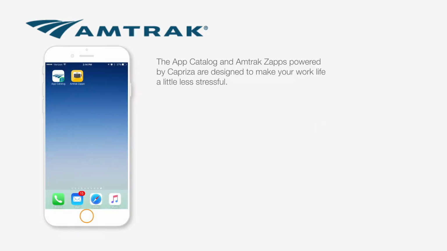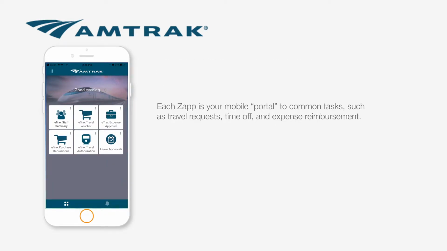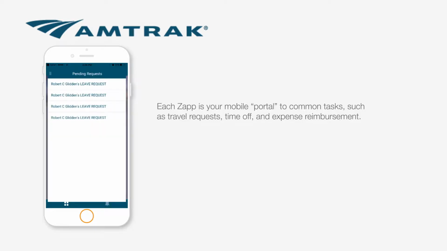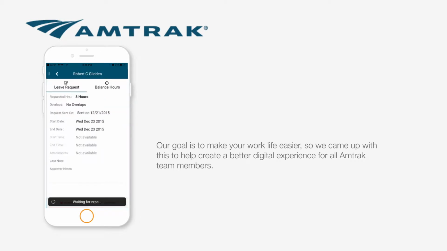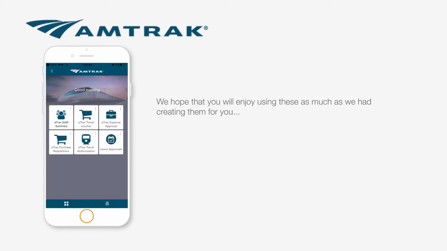The App Catalog and Amtrak Zaps powered by Capriza are designed to make your work life a little less stressful. Each Zap is your mobile portal to common tasks, such as travel requests, time off, and expense reimbursement. Our goal is to make your work life easier, so we came up with this to help create a better digital experience for all Amtrak team members. We hope that you will enjoy using these as much as we had creating them for you.